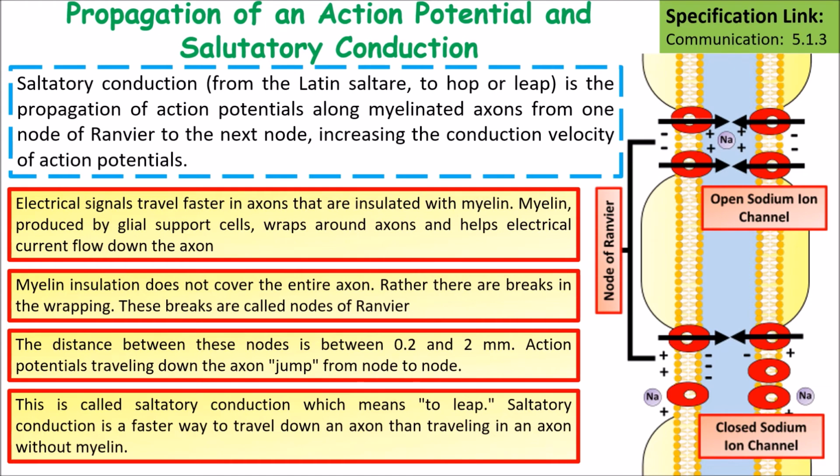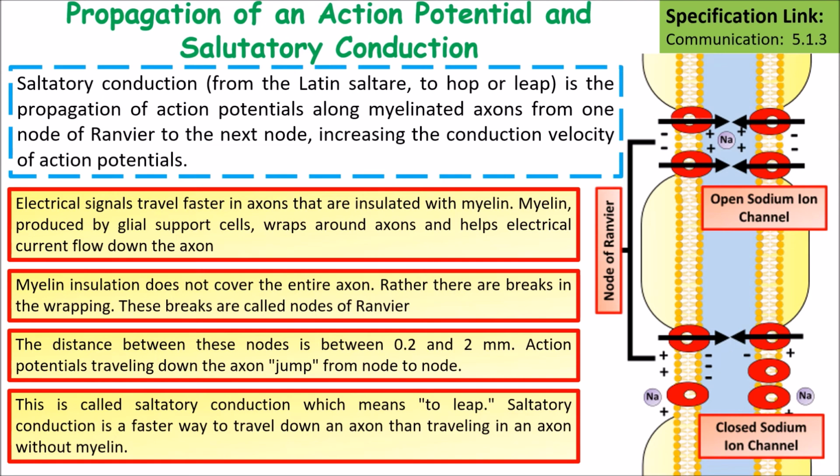If we look at saltatory conduction, saltatory conduction is the propagation of an action potential along a myelinated axon from one node of Ranvier to the next node, increasing the conduction velocity of the action potentials. Electrical signals travel faster in axons that are insulated with myelin. Myelin is produced by glial cells that wrap around the axons and help electrical current flow down them.